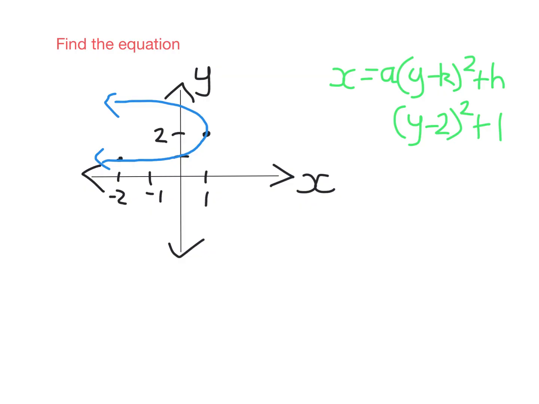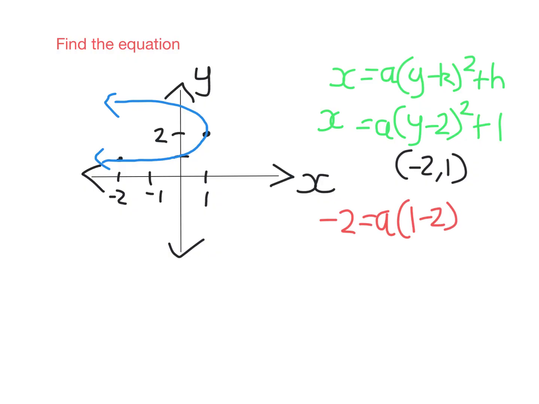So all that remains to be done is to calculate the value of a. So for that, we need another point. Any other point will do. I'll use this one, (negative 2, 1). So I'm going to, into this equation, substitute x for negative 2 and y for 1. I then have negative 2 equals a(1 minus 2) squared plus 1. So we do the brackets first, normal BIDMAS. So 1 minus 2 is negative 1, negative 1 squared is 1. I just get negative 2 is a plus 1, subtract 1 from both sides, a is negative 3.